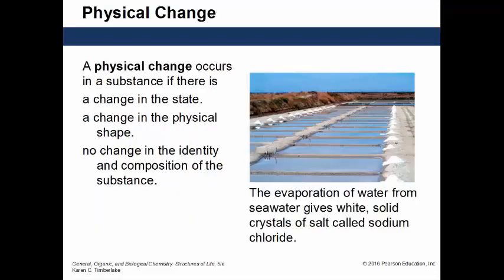All right, next we'll talk about physical changes. A physical change in a substance is where there is a change in shape or a change in the state. We'll talk about what those are here in a second. But there's no change in the chemical makeup of that substance. Chemically, it's still the same, it just looks a little bit different.